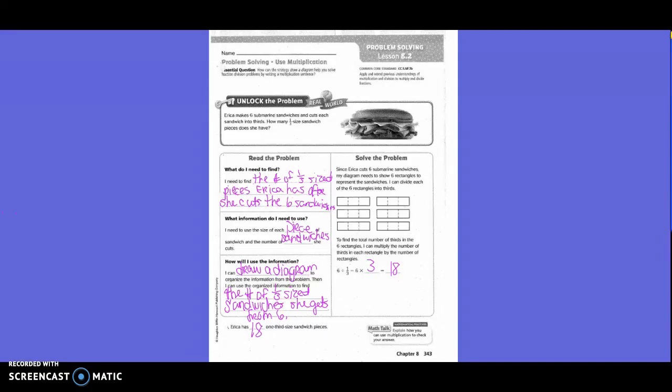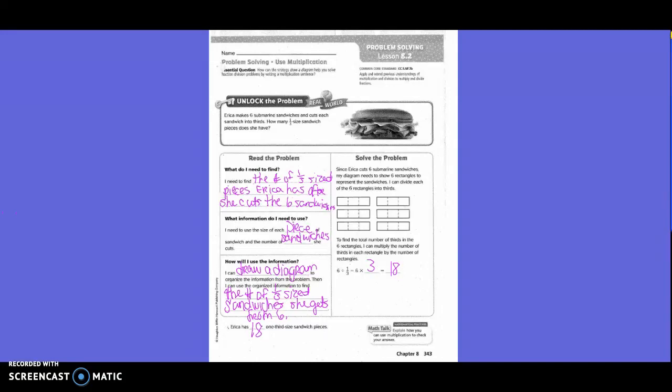Read the problem. What do I need to find? I need to find the number of 1/3 size pieces Erica has after she cuts the 6 sandwiches. What information do I need to use? I need to use the size of each piece of sandwich and the number of sandwiches she cut. How will I use the information? I can draw a diagram to organize the information from the problem. Then I can use the organized information to find the number of 1/3 size sandwiches she gets from 6.